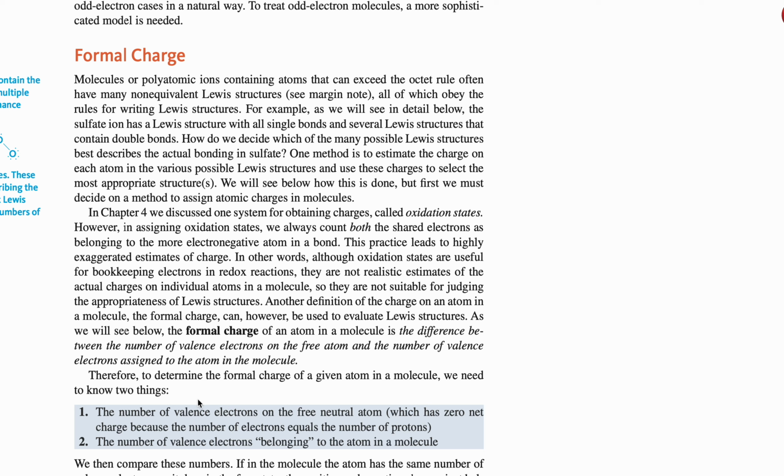And another thing about Lewis structure diagrams. There's a lot of things about Lewis structures, and formal charge is one of them. And the formal definition of a formal charge is the difference between the number of valence electrons on the free atom and the number of valence electrons assigned to the atom in the molecule.